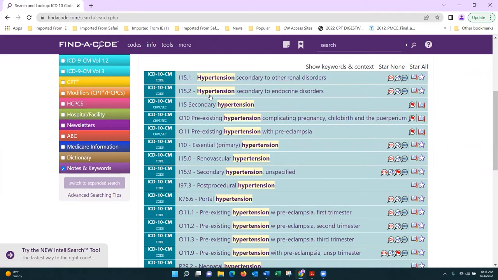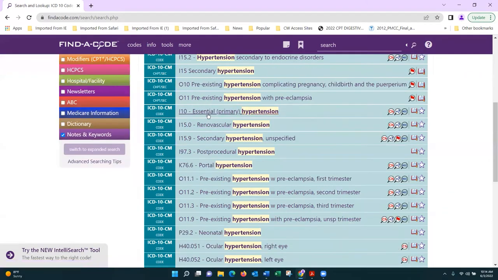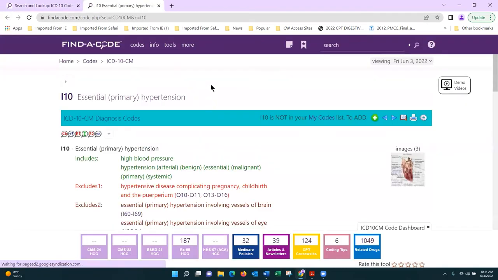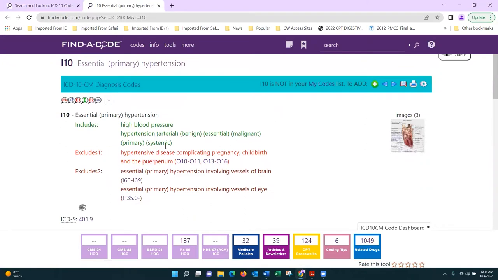When we open up hypertension, we have several options. And so you've got to scroll, you've got to search. And right here, we know that we have just essential hypertension, which is just hypertension. There's no other diagnosis to associate with the hypertension. So I'm going to open this up. And when I open it up, it clearly says it includes high blood pressure, hypertension, and remember these parentheses are non-essential modifiers.